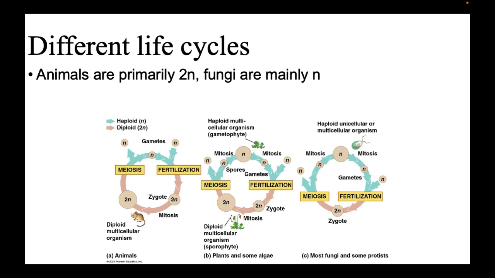In us, we call them sperm and egg. Fungi, like I said, they're the weirdos. They're mainly haploid. They only fuse together when the times are bad, and then they will form a zygote, then immediately make haploid cells again, and then spend most of their existence as haploids. You also will see this with some of the protists.